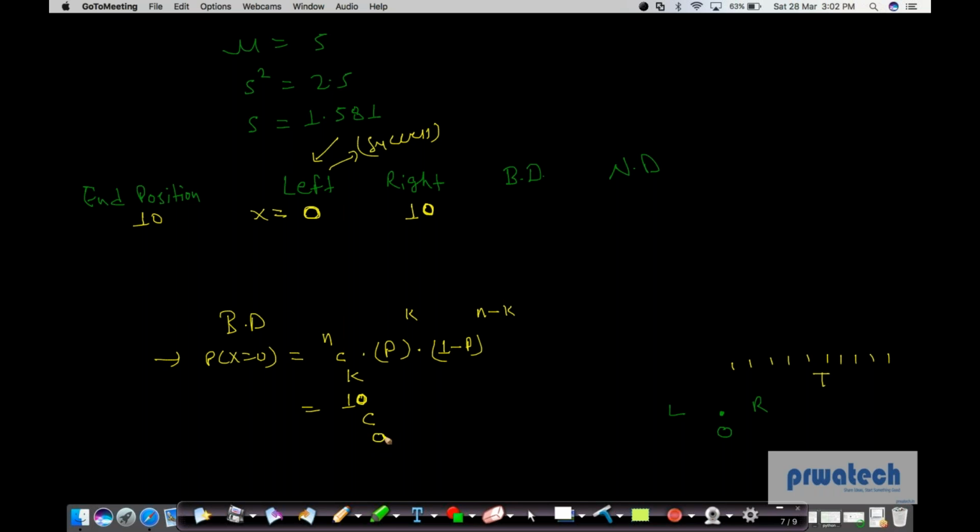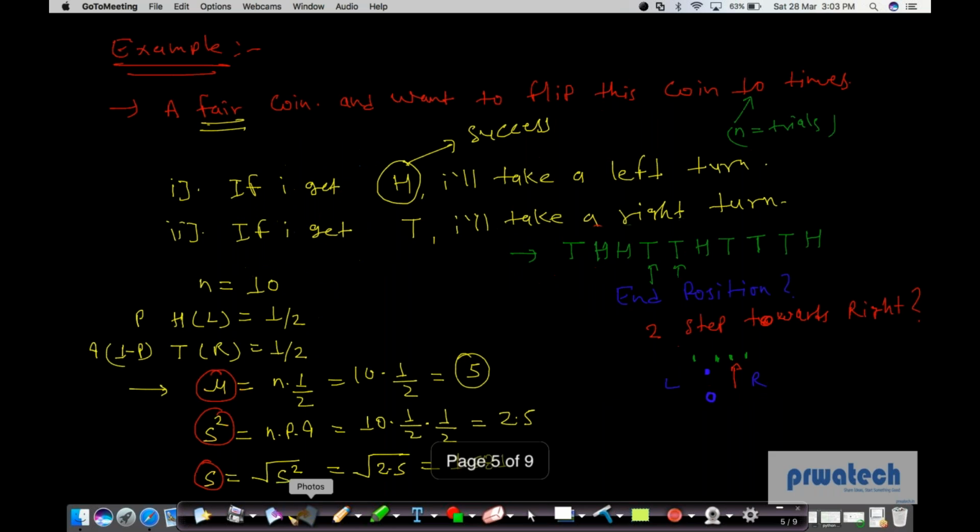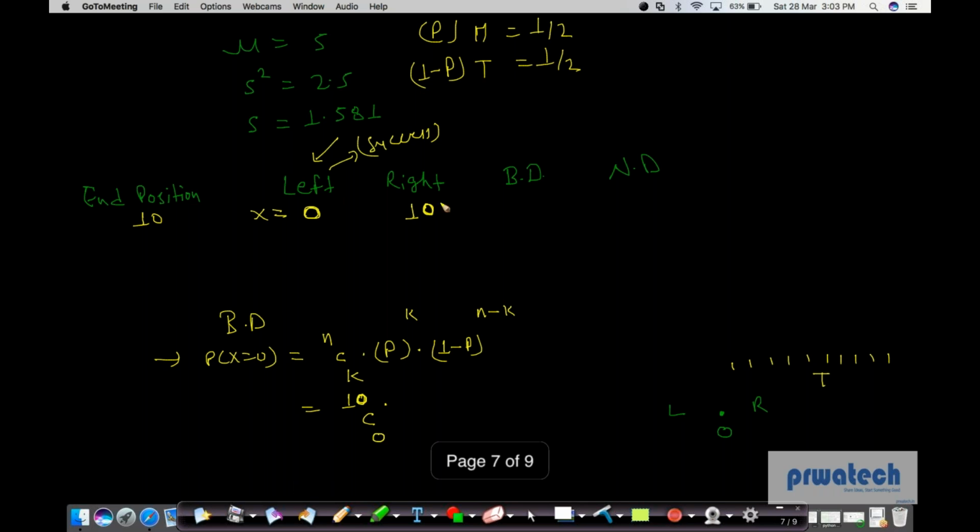10C0, my number of heads is 0, 0 successes, into what is the probability of getting head and what is the probability of getting tail? Both are 1 by 2 and 1 by 2. So head is p, which is success, and tail is 1 minus p, which is not success. That I have assumed in this question. In this question, head is a success and tail is a not success. Into p, p is 1 by 2. P for head is 1 by 2.